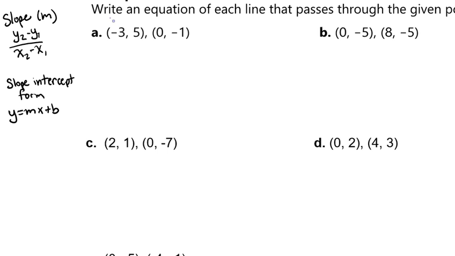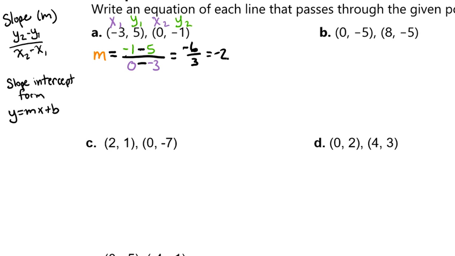This is our x1 because it's the first x. This is our y1 because it's the first y. This is our second x, and this is our second y. The first thing we're going to do is find our slope. Our slope is y2 minus y1 divided by x2 minus x1. Working that out, we get negative 6 over 3, which is negative 2. So now we have our slope.